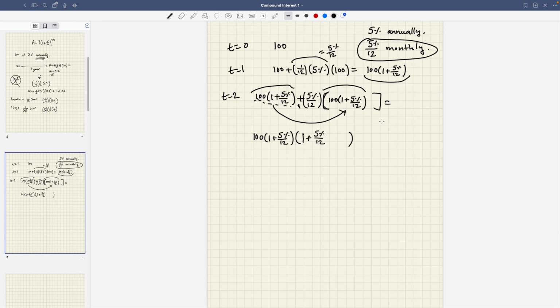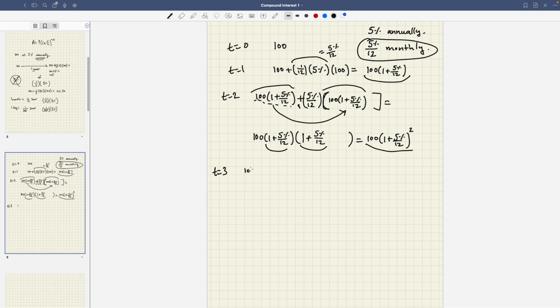Anyways, now we can see that this quantity and this quantity are the same. So we can multiply them together, and we're going to have 1 plus 5% divided by 12, and the square. So let's try one more iteration, or one more month. Let's say after the third month, we're going to have a new amount now, which is this. This is the new amount that we have in our savings account.